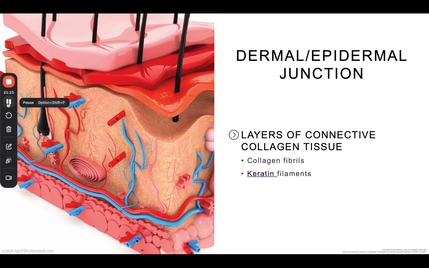The dermal epidermal junction, or what we call the DEJ, connects the dermis to the epidermis. This junction consists of a connective collagen tissue with many small pockets and holes. Collagen fibrils from the dermis are embedded into these layers and provide strength and adhesion. Keratin filaments on the epidermis side also ensure strength and adhesion to the junction. Some states define the esthetician's scope of practice as not beyond the DEJ, or not beyond the dermal epidermal junction, meaning estheticians cannot treat skin beyond the epidermis.